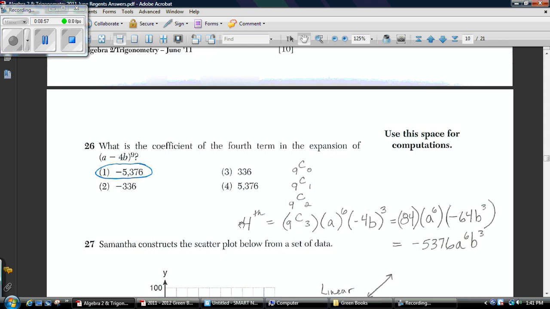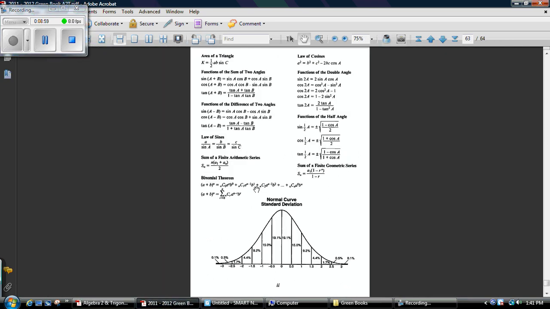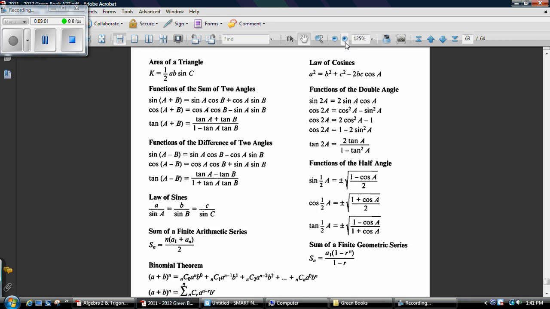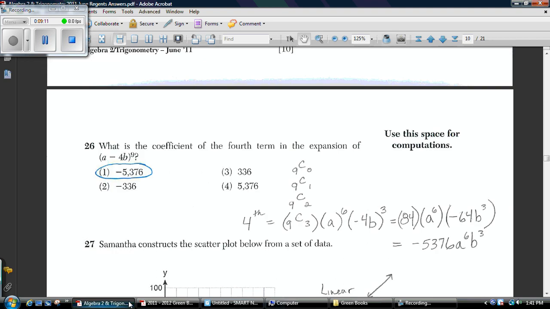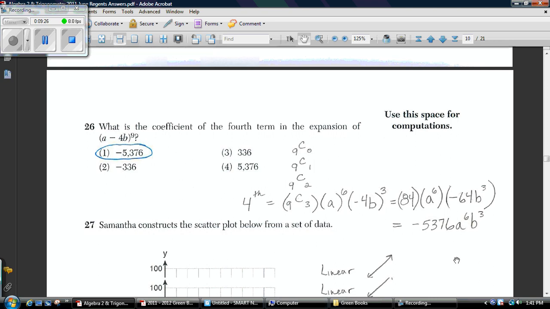And if you forget about this formula, it's also listed on your reference table, right? For expanding things out, there it is, okay? There's our binomial expansion, how to do it out, and so you could take this and just apply it in there and figure them out. And it turns out when you plug it in, 9C3, a to the sixth, well, it turns out to be this, and these two multiply together to give you a negative 5376, and that's the coefficient.